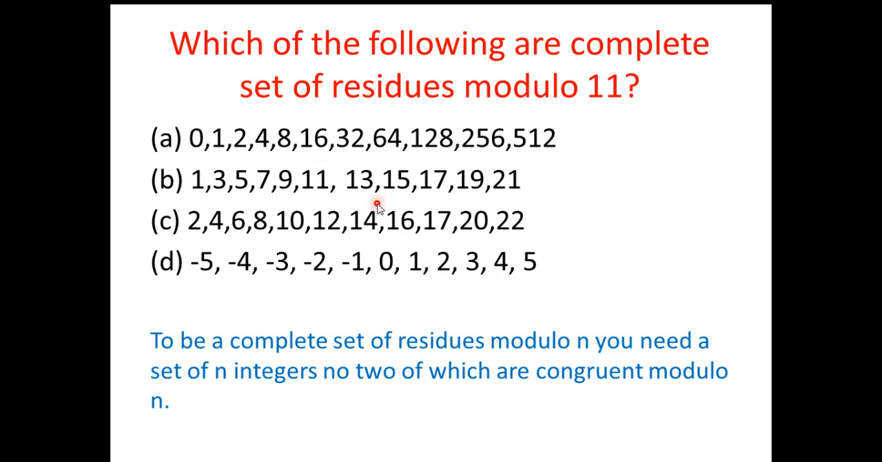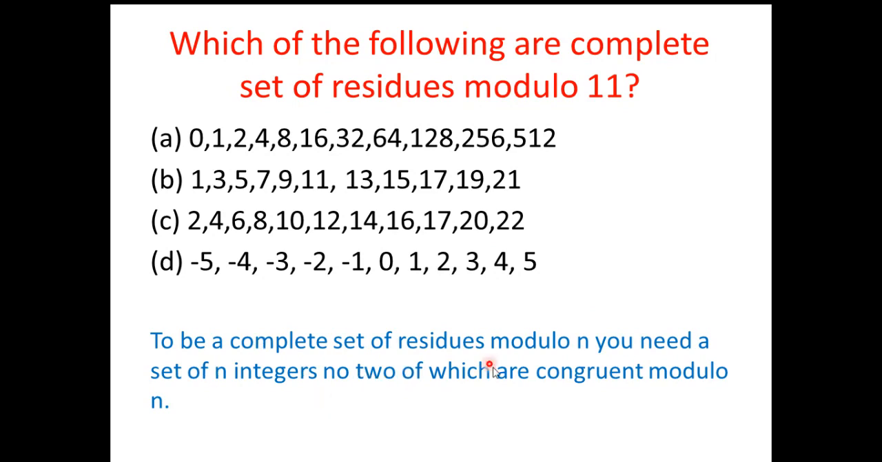Next, in this question, we have to find which of these four is the complete set of residues modulo 11. So we have four sets of numbers, different numbers. Let us see what we have to do.